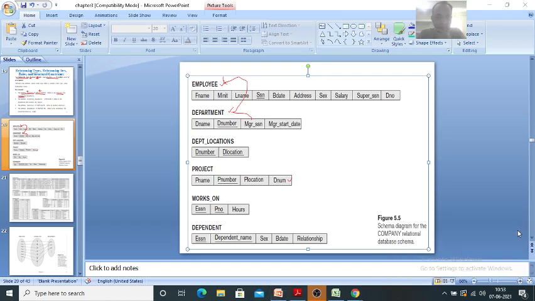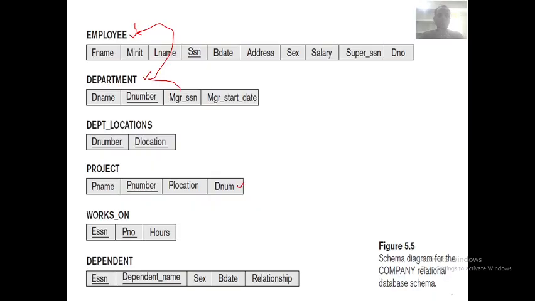Okay, Sumaya, explain that dependent. Sir, that dependent is an entity, sir. Entity, very good. ESSN is a foreign key. ESSN is a foreign key. And department name is the primary key, sir. Which is the primary key? Not just department name: department name and ESSN, both together.